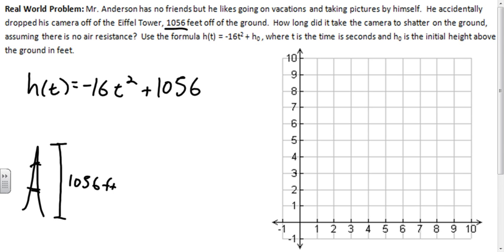1,056 feet. Now, if you are a physics major, you'll notice that this negative 16t squared is accounting for gravity. Negative 16 feet per second squared is how gravity is pulling it down. And since it started from rest, nobody threw it down, there was no extra velocity. That's why there's no t term. There's only the t squared term, because that's our acceleration. And the 1,056 at the end is its initial position.